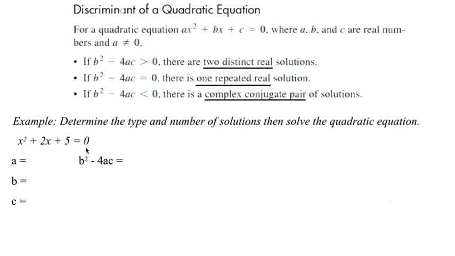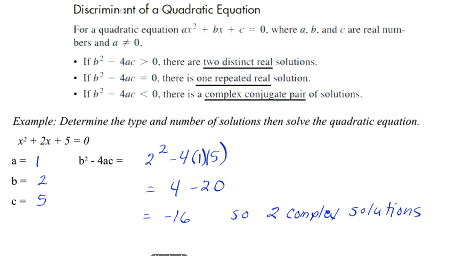Here's a quadratic equation. a is what's in front of x squared, b is 2, c is 5. You know how to identify those. And we only have to plug it into the discriminant here. We don't have to do the whole quadratic formula. So b squared minus 4ac, b is 2, a is 1, c is 5. So we have 4 minus 20, which gives us a negative 16. Since this is negative, we have two complex solutions.